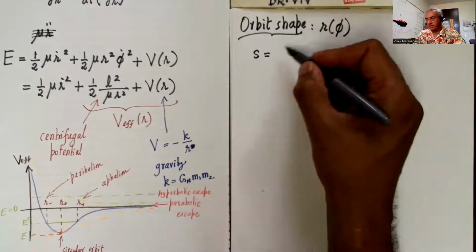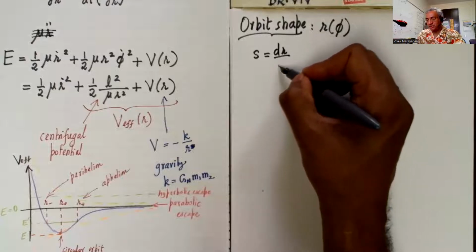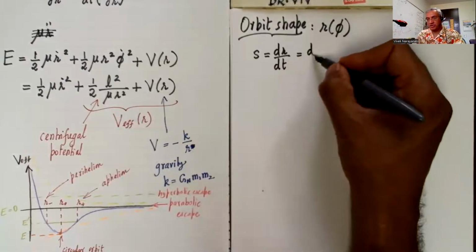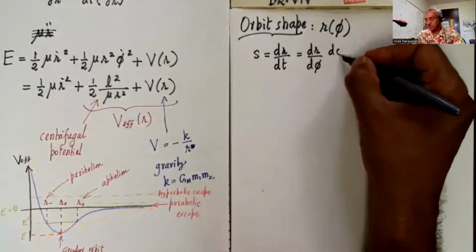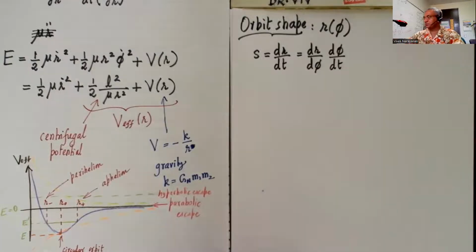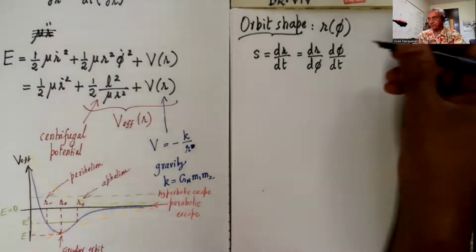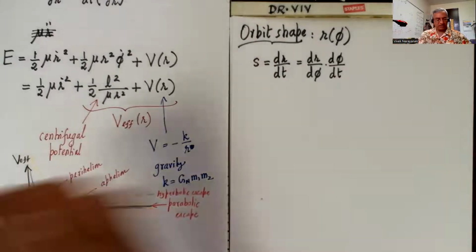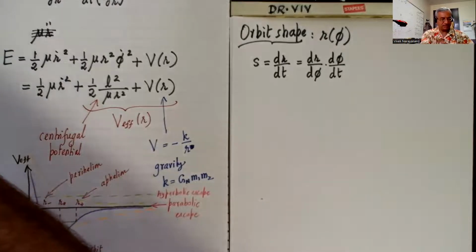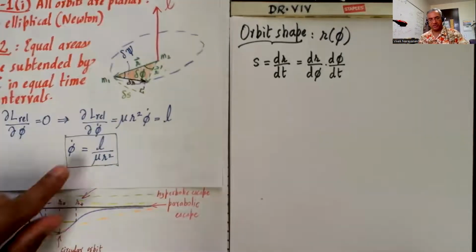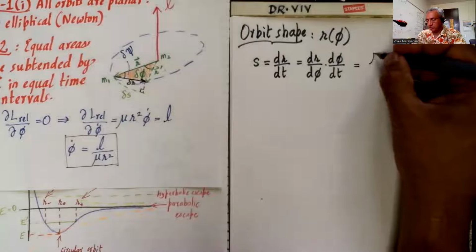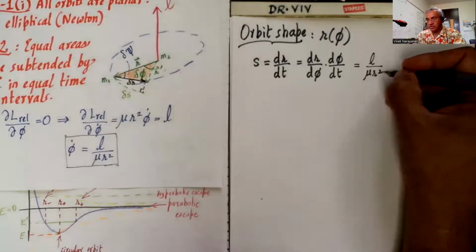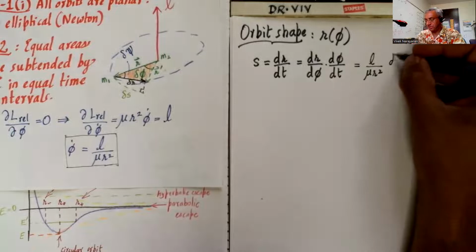Let us call the quantity s, dr by dt. Well, that is dr by d phi times d phi by dt, by the chain rule. Well, d phi by dt, also known as phi dot, is our conserved angular momentum, which is right here. So let's write that down. In fact, I'll write d phi by dt first. So that's L over mu r squared times the other thing, which is dr by d phi.